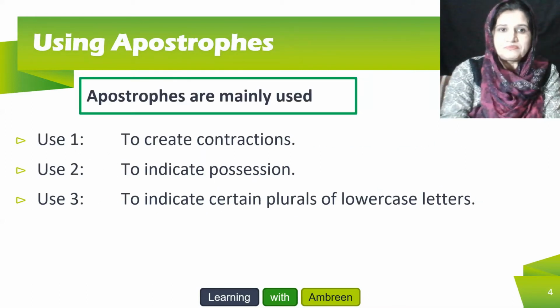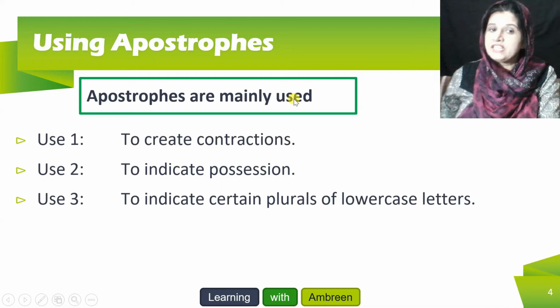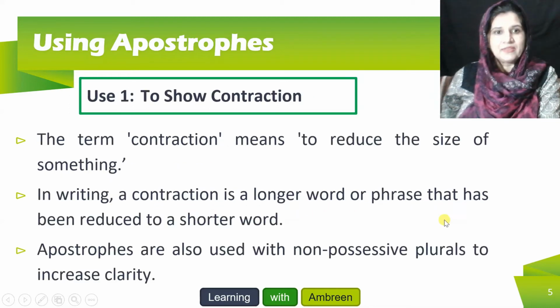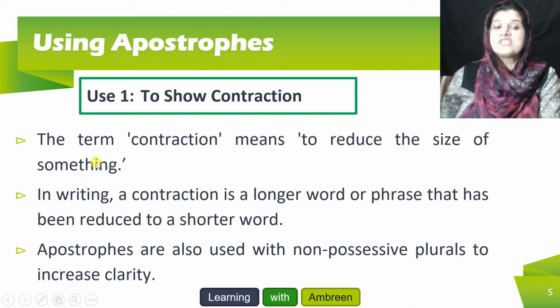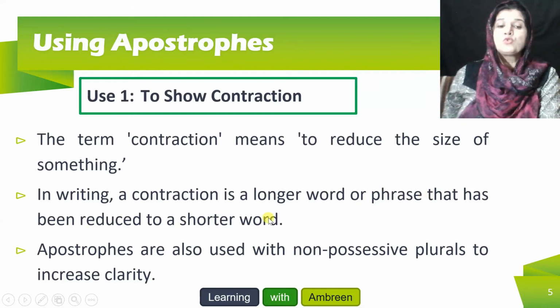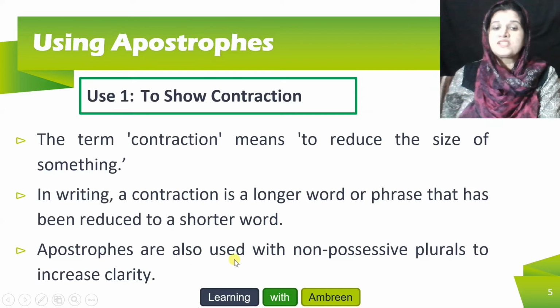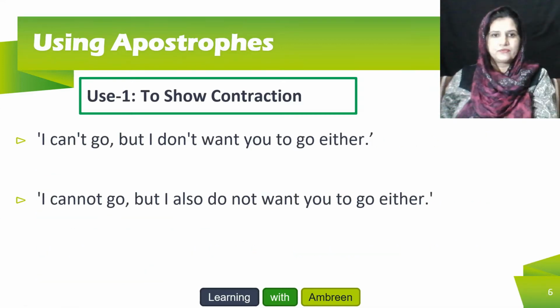Let's move. Apostrophes are mainly used to create contractions, to indicate possession, and to indicate certain plurals of lowercase letters. Use number 1, to show contraction. The term contraction means to reduce the size of something. In writing, a contraction is a longer word or phrase that has been reduced to a shorter word. Apostrophes are also used with non-possessive plurals to increase clarity.